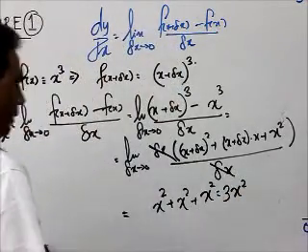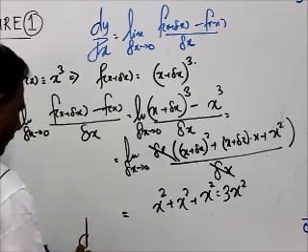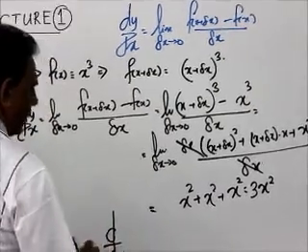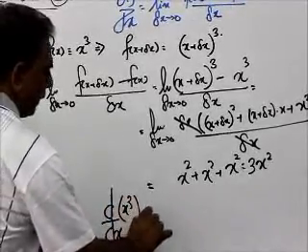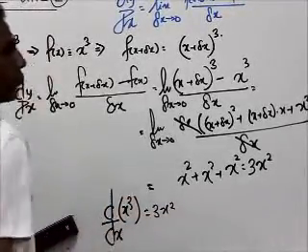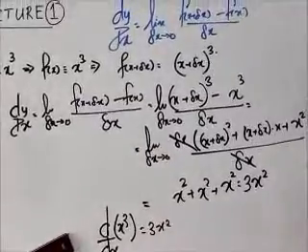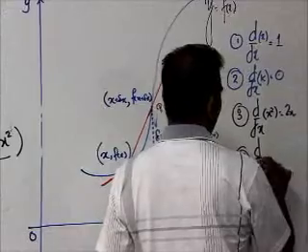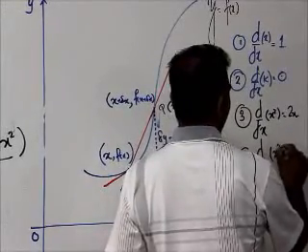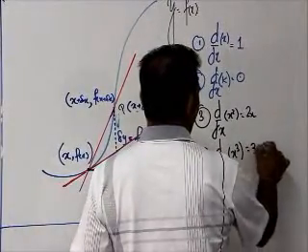So what is the conclusion? d by dx, differentiate with respect to x, of x cubed is equal to 3x squared. So our fourth result: d by dx of x cubed is equal to 3x squared.